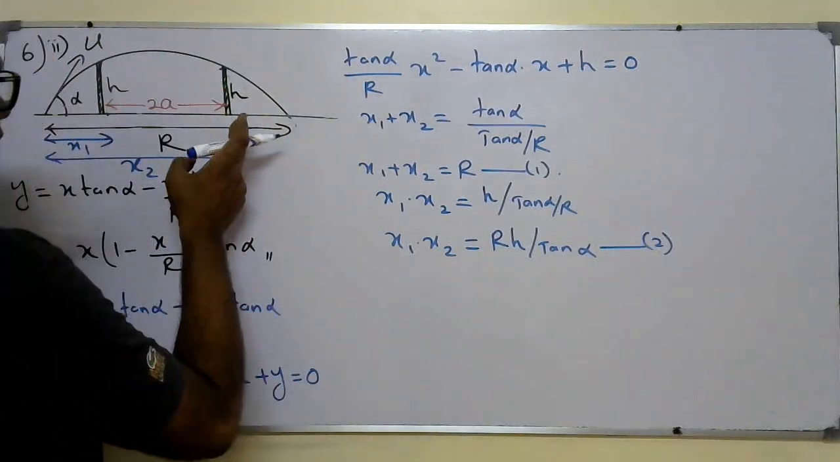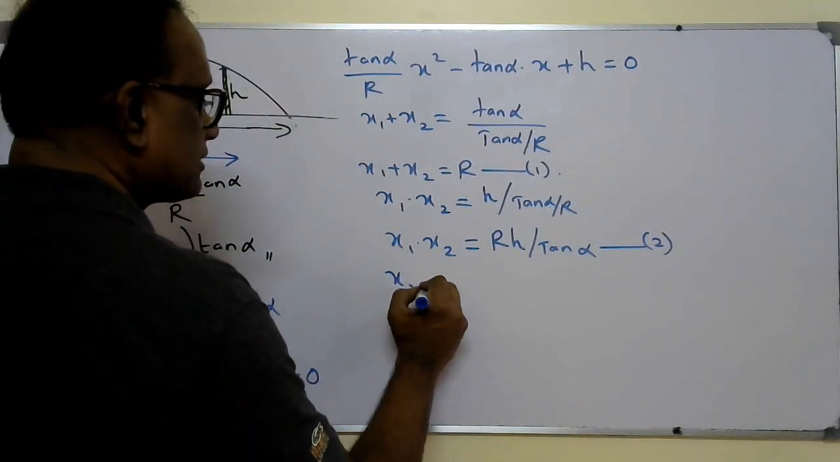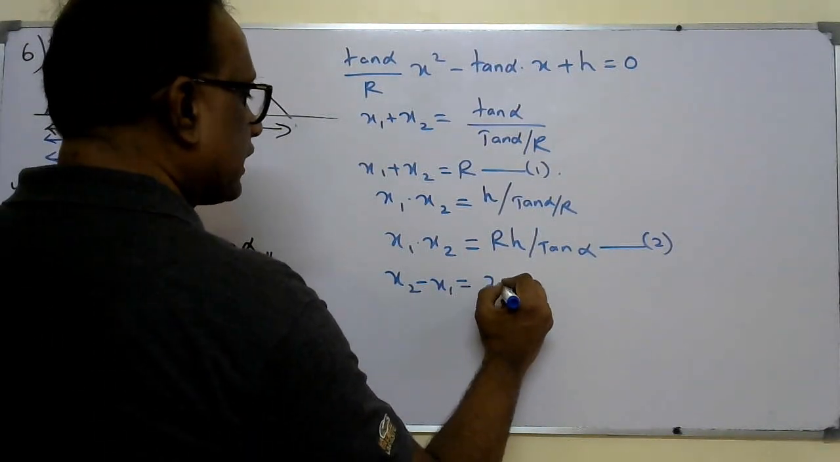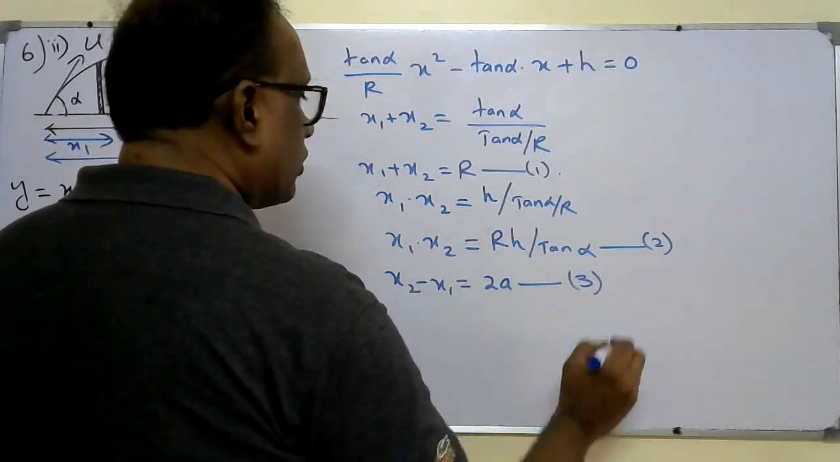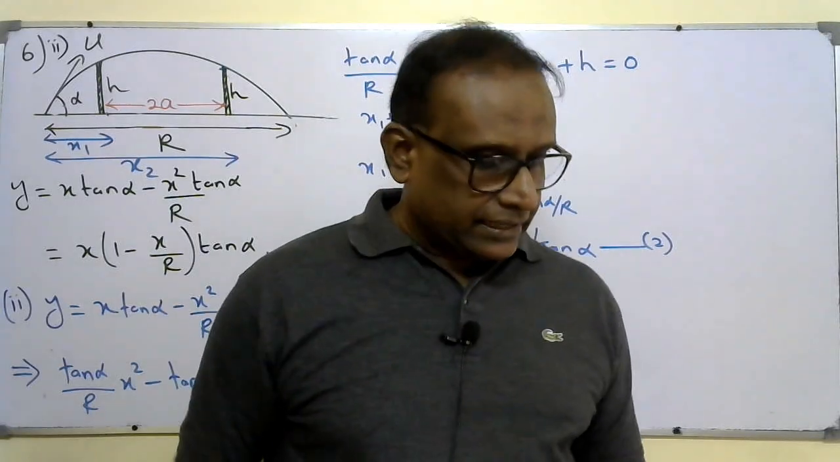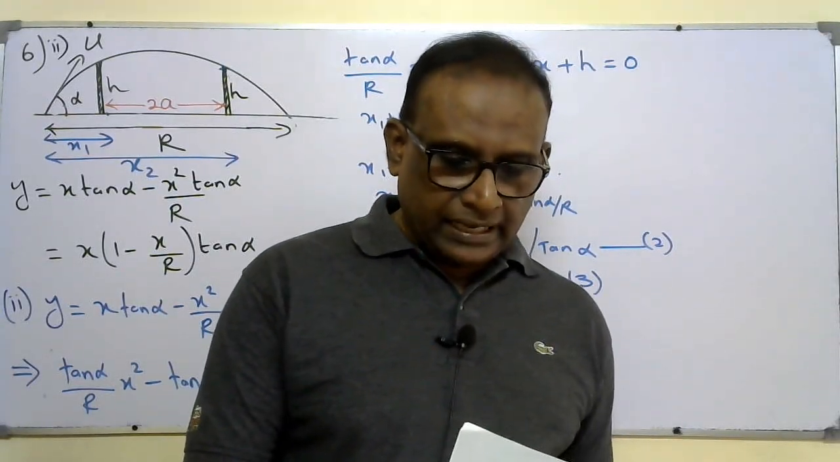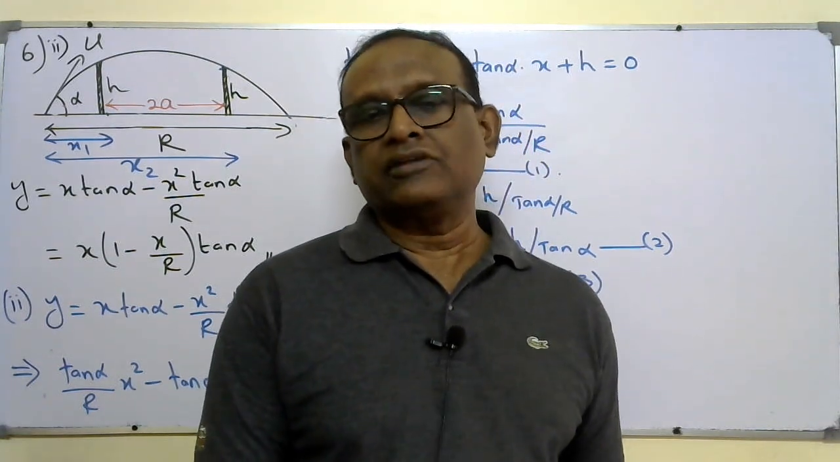Also we know that x2 minus x1 is 2a. That's given in the question. x2 minus x1 equal 2a. We need all these three because the question does not have anything related to x. The second part relates only r, alpha and a.